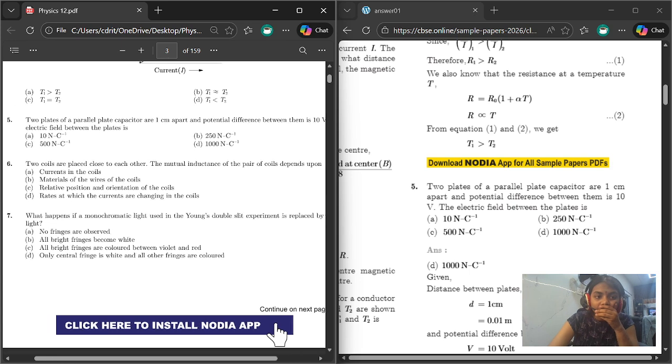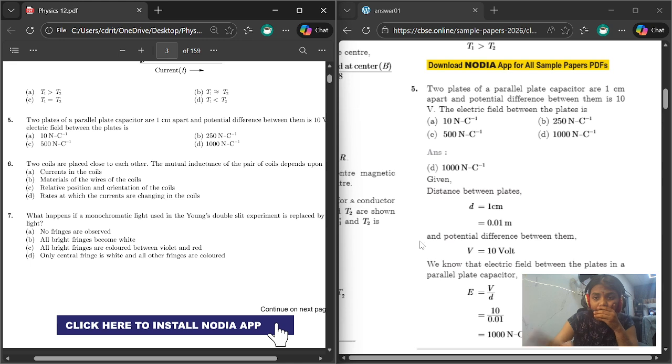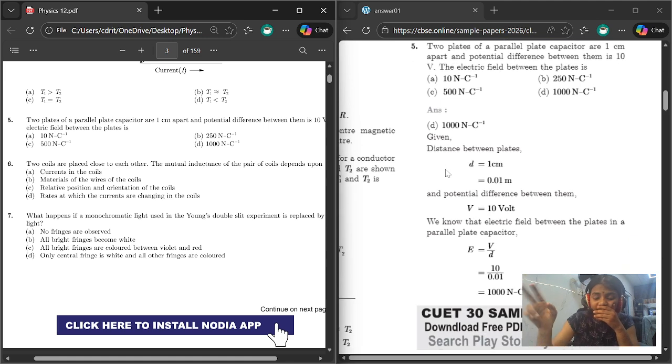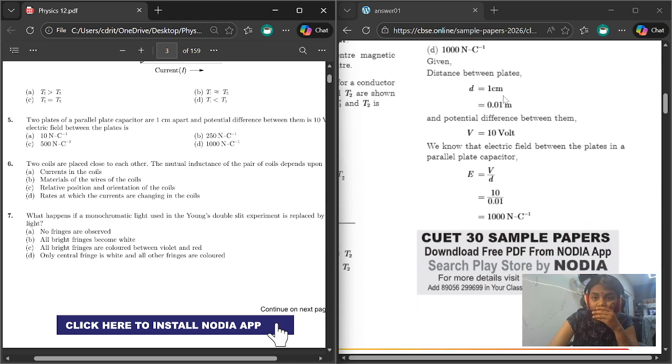Then the electric field between the plates: we should find what is the electric field between them. The answer is option D, it is 1000 newton per coulomb. The distance between them is d = 1 centimeter, which is 0.01 meter, and the potential difference between them is V = 10 volt.